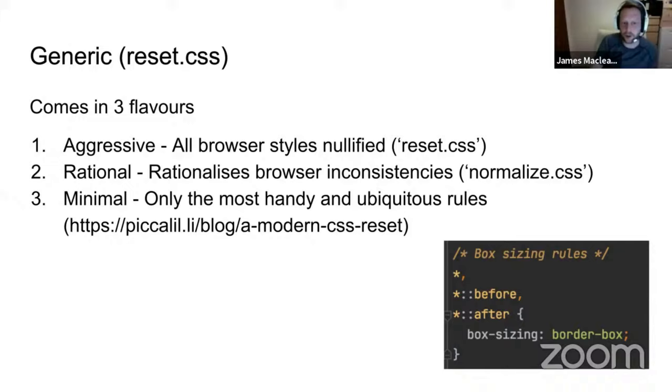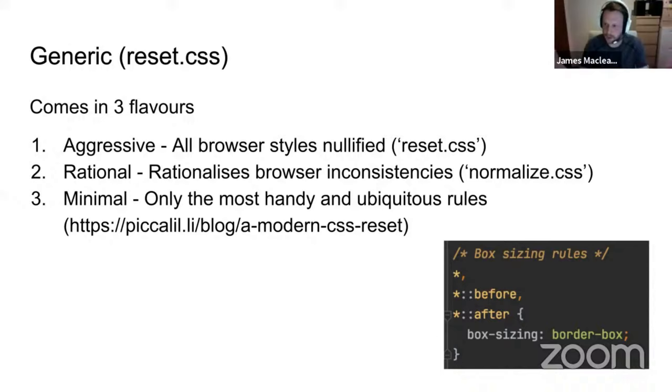And then you've got your rational flavor, which basically removes the inconsistencies between the browsers to stop weird surprises. If you haven't tested every device, it puts it to a reasonable baseline, basically just kicks Internet Explorer with a stick and tries to get it in line, although it's not really a problem. And my personal favorite, and what I would use if I started a project today, is a minimal one, where modern browsers really kind of behave, and if you believe that the rules that they set out are sensible, then you'd only have a reset that has only the most handy or most ubiquitous rules, like the border box.